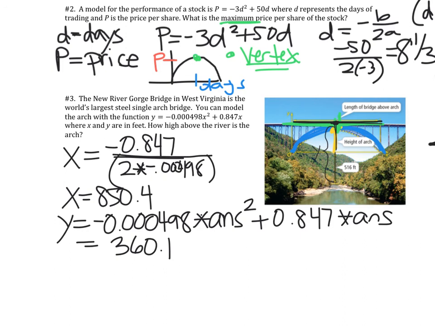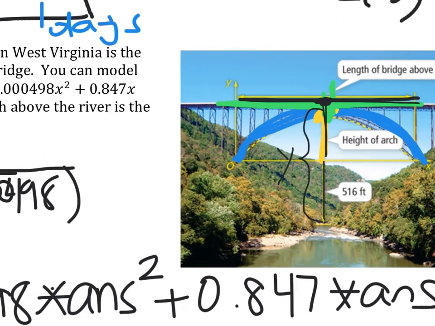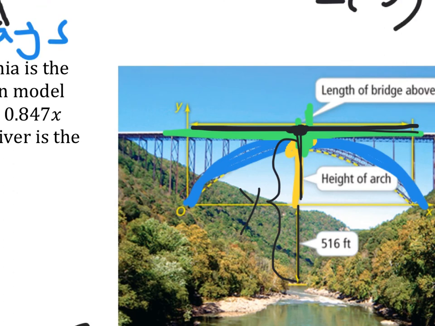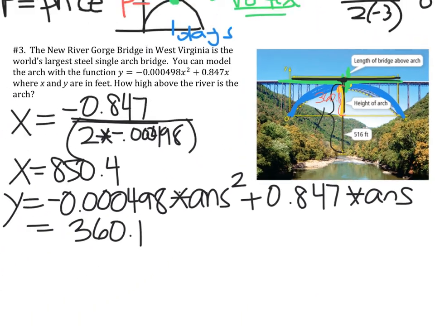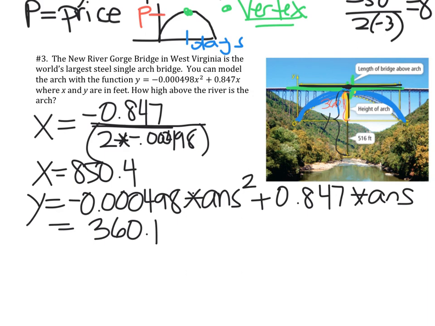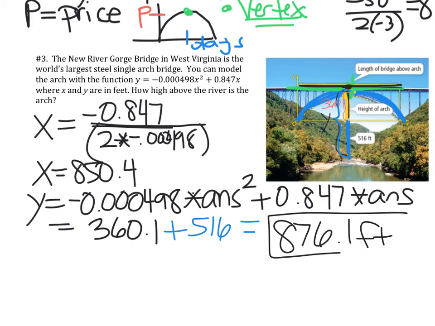All right, now that's not the answer yet though. That 360.1 is this right here. We want the whole thing though. So yep, you guessed it. To get this whole thing here, we're going to take 360.1 plus 516 feet, because that's what this is right here. Okay, and add those up, plus 516, and you get 876.1 feet. Now, that's tough, huh?